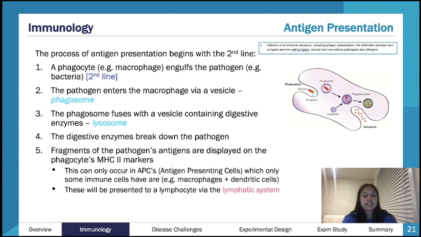So that's the idea there. And then the adaptive immune system will kick in. So you can see that antigen presentation is the link between your innate immune system and your adaptive immune system.